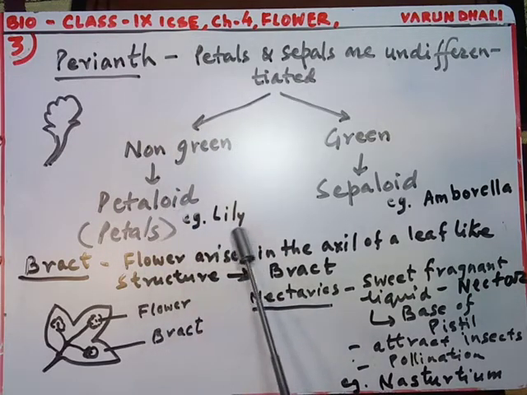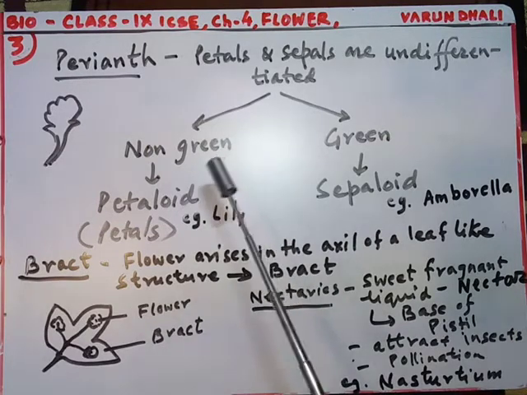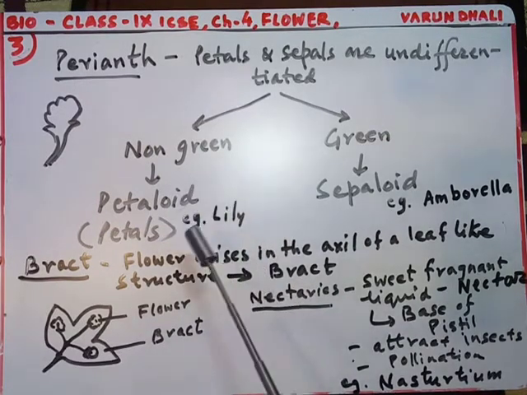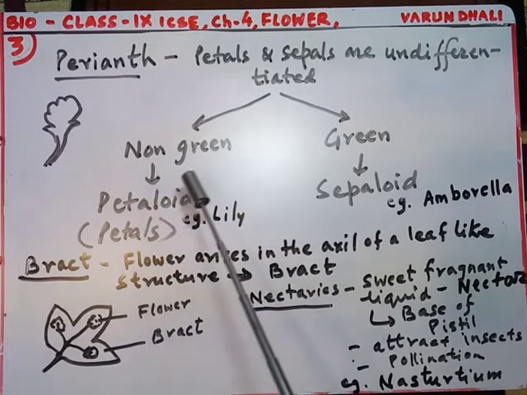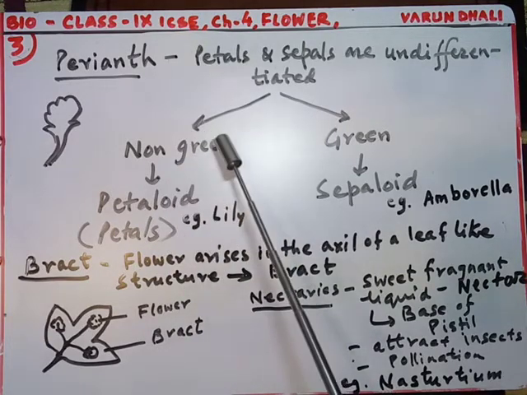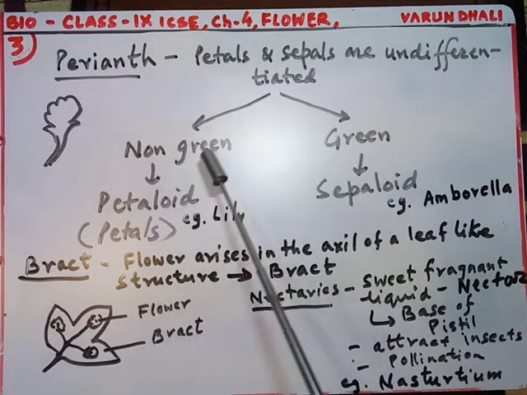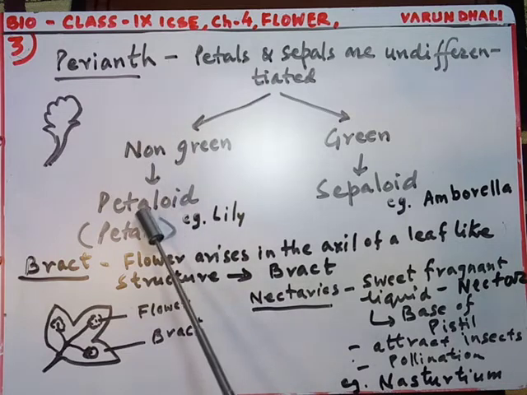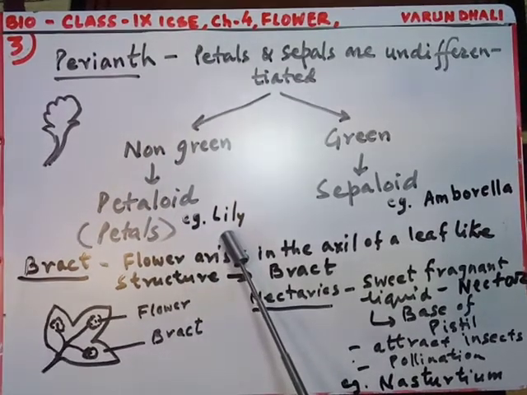Like in the case of lily, we are not able to differentiate, we are not able to separate out which part is petal and which part is sepal, but as a whole we see it as a non-green part. Non-green means other than green, any color. Then we call that type of flower a perianth. Lily is a good simple example you must have seen, and anemone is also one more example.